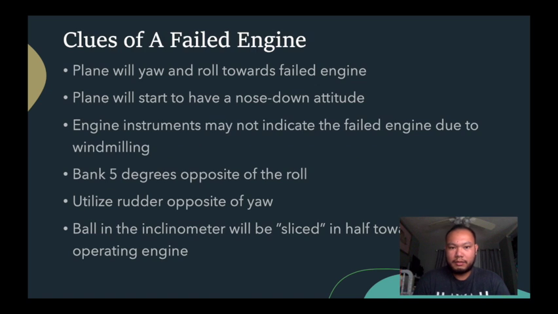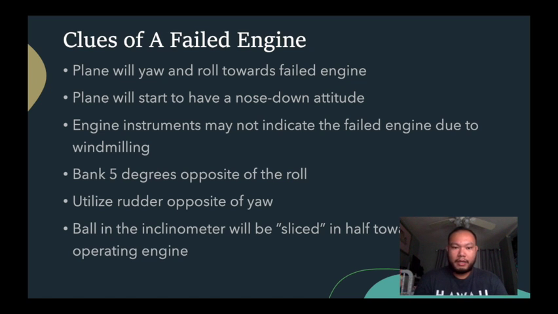Now let's talk about the clues of a failed engine. If you suspect there is a failed engine, there are a couple of clues you could look for, feel or hear. Let's say your engine has failed on the left side. The plane will yaw towards the left, the nose attitude will drop because there's not much lift being produced, and it'll start to roll towards the left because of asymmetrical lift. There's some lift on the left, but not enough to equal out the right engine.